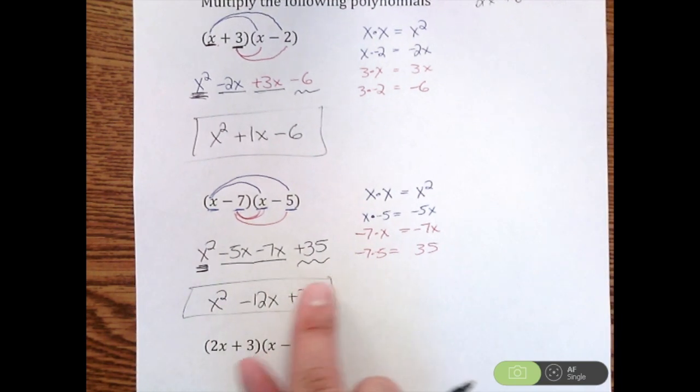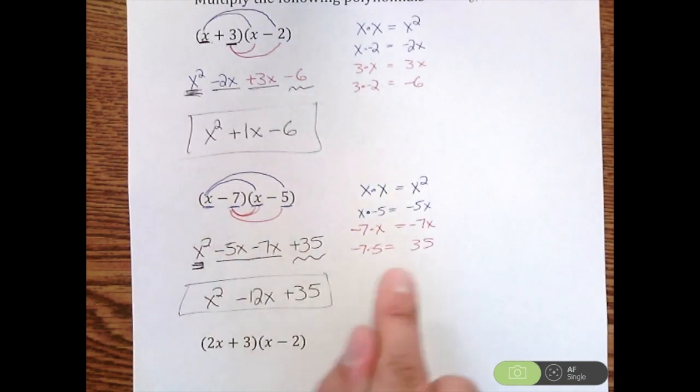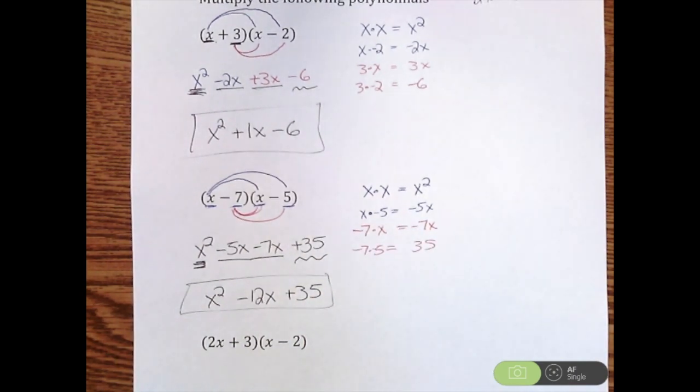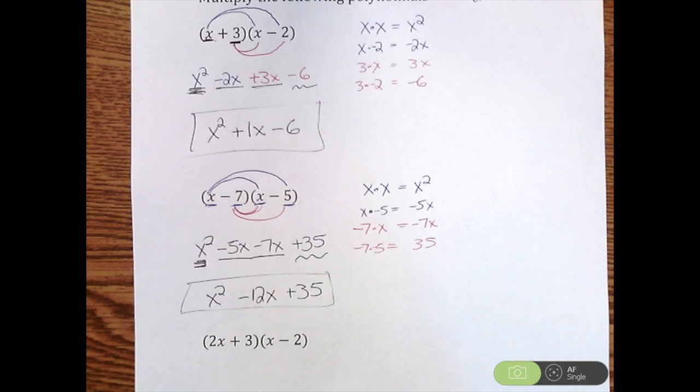So you've got to be careful with the signs there. Multiplying two negatives makes a positive. A positive and a negative makes a negative. So you've got to be careful with that. The key is go slow, think about what you're doing, and these problems are very, very simple.